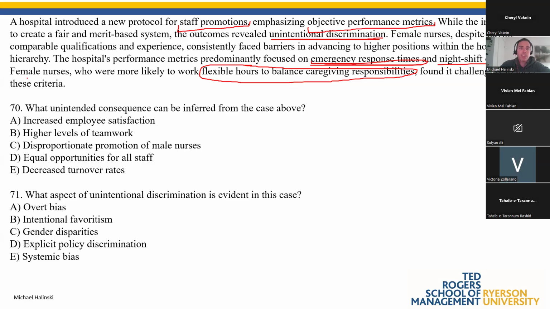Women, or female nurses in this example, are more likely to work flexible hours, and as a result are more likely to receive lower performance metrics or lower performance evaluations. That's the idea. Okay, so what unintended consequence can be inferred from the case above?